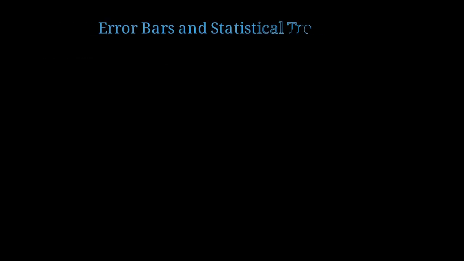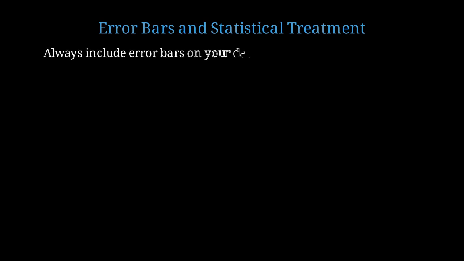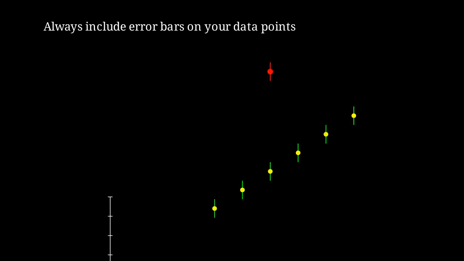Now let's talk about the proper statistical treatment of data. This is where error bars and fitting methods become critical. Every experimental data point should have error bars. These represent the uncertainty in your measurement. Without error bars, you can't properly assess whether a deviation is significant. Here's proper data presentation. Each point has error bars showing the measurement uncertainty. Notice this red point. Its error bar overlaps with the trend, so it's not necessarily an outlier.